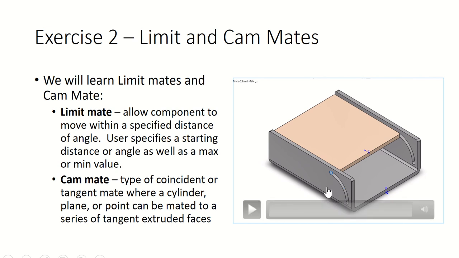Okay, so basically this will be coincident or tangent, where a cylinder can be mated to a series of tangent extruded faces. So here's our tangent extruded face right here. Okay.